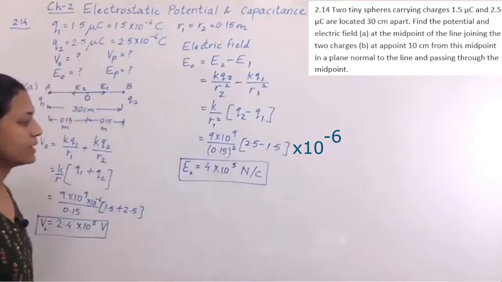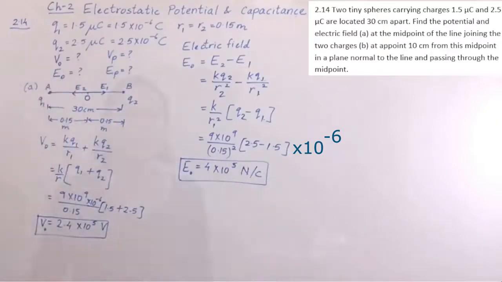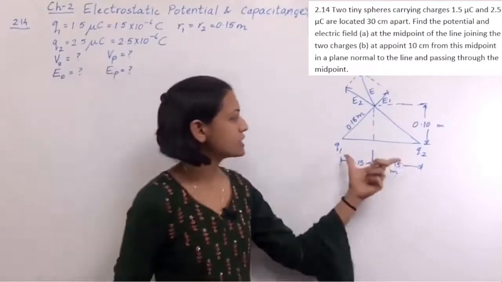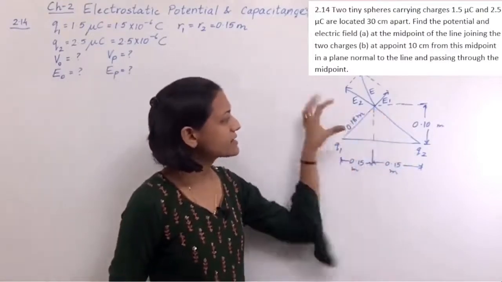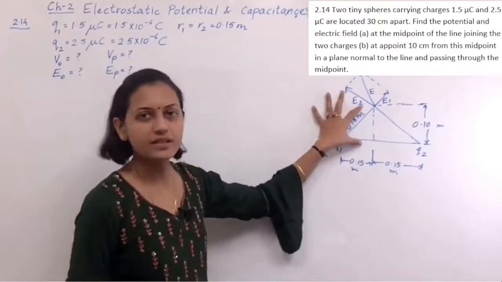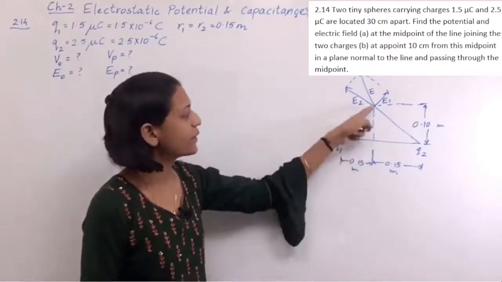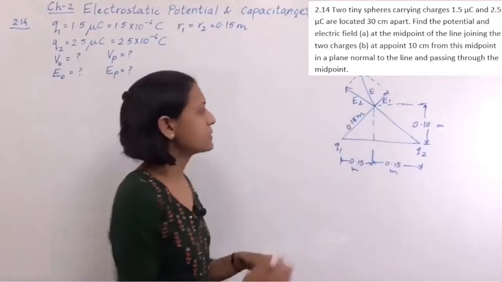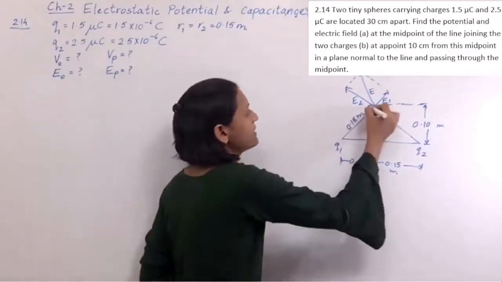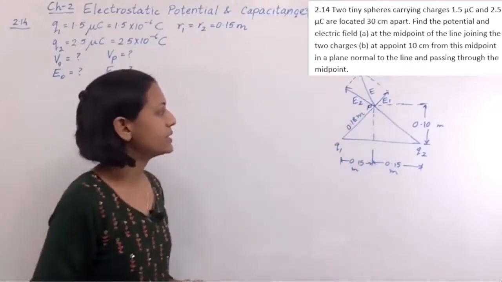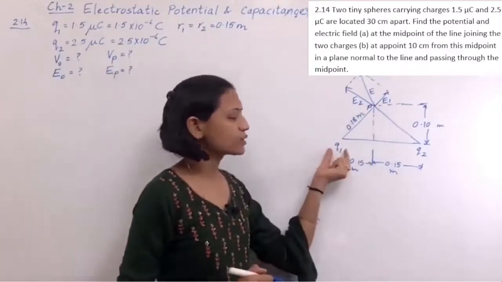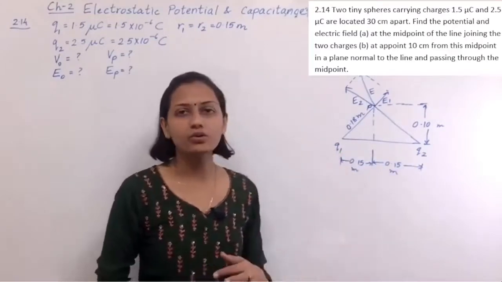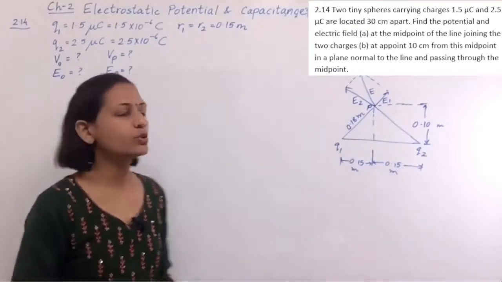You note down. Later we will solve part B. Now for the B part, such an arrangement has been given, Q1, Q2 charges, and at a 0.1 meter distance, 10 centimeter from the midpoint, the electric field and potential have to be found out. Suppose this point is P, so EP and VP we have to find out. The electrostatic potential will be equal to the addition of kq by r, the potential due to each charge.